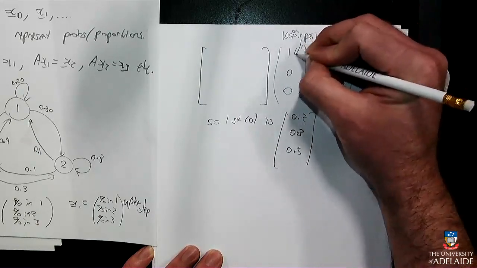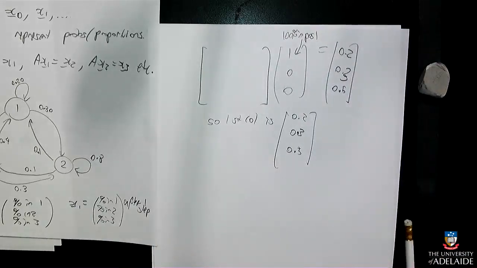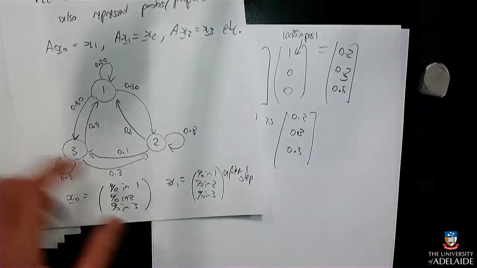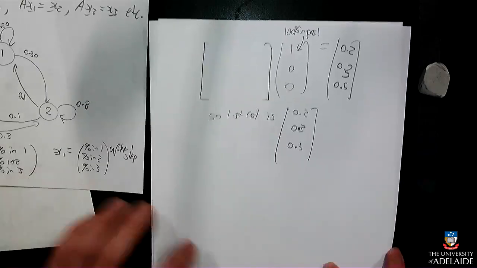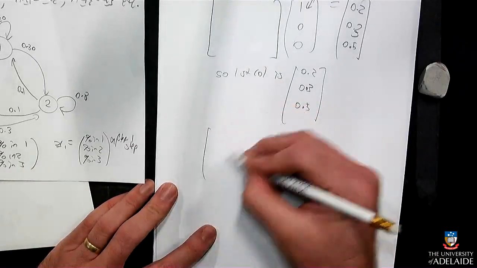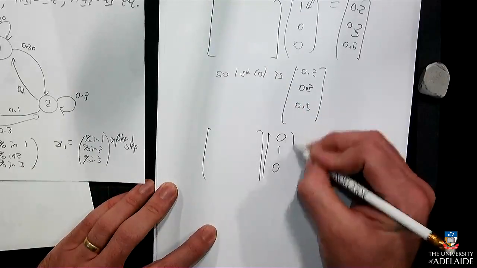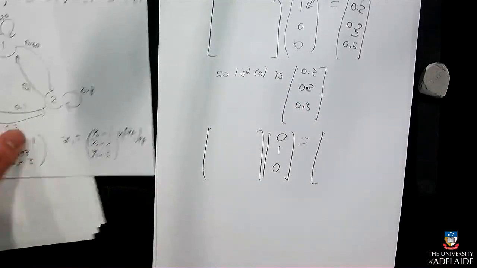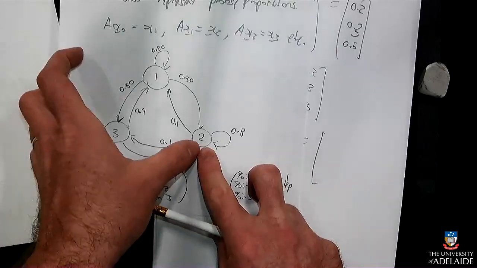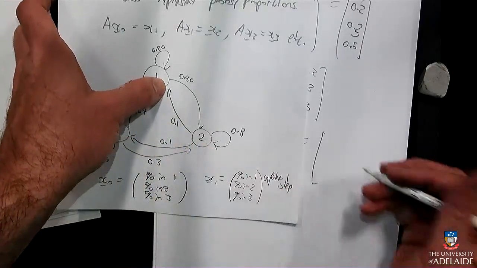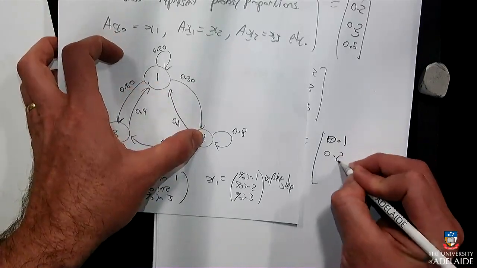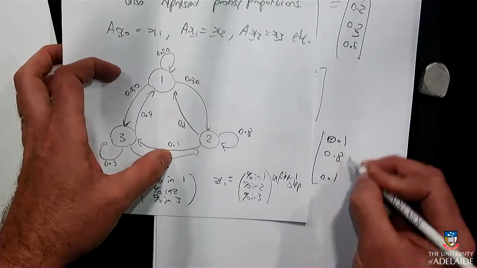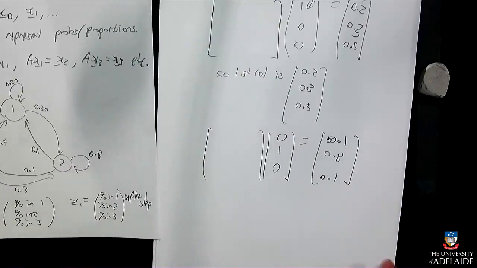Position 1, right? And what that means is that the second column will be the percentages that come out of 2 as well. If they're 100% in position 2, then 10% will end up here, 80% ends up here, and 10% ends up here. And so the second column is this.